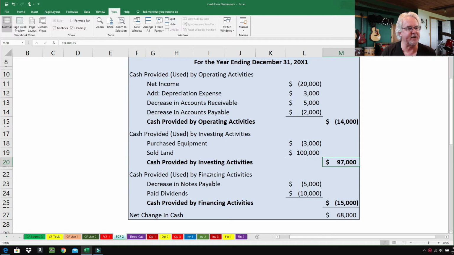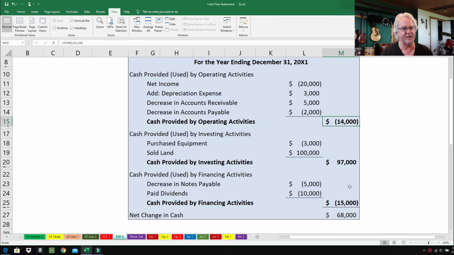Cash provided by financing activities: decrease in notes payable. Fred's paying down some debt. That's probably a good thing. Paid dividends of 10 grand. So his financing activities is a negative 15,000. Fred is not doing so well. This bottom line number, the net change in cash, 68,000. Well, he's got 68,000 more dollars than he had at the beginning of the period, but it's more important to know where it came from, and it came from that sale of land primarily. And overall, Fred is not doing too well.